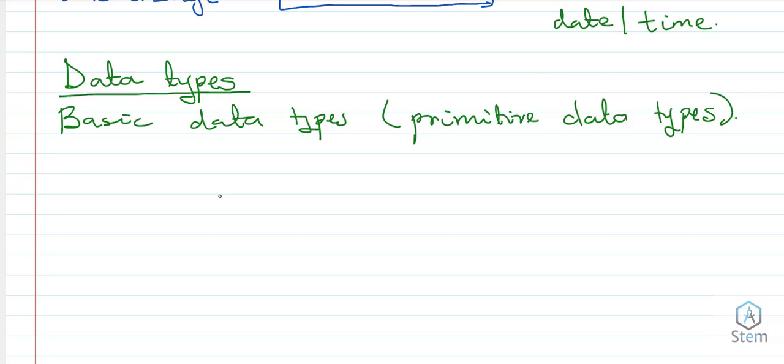Now, how does the operating system know how much data your program needs or how much space your program needs? The answer lies within our understanding of data types.